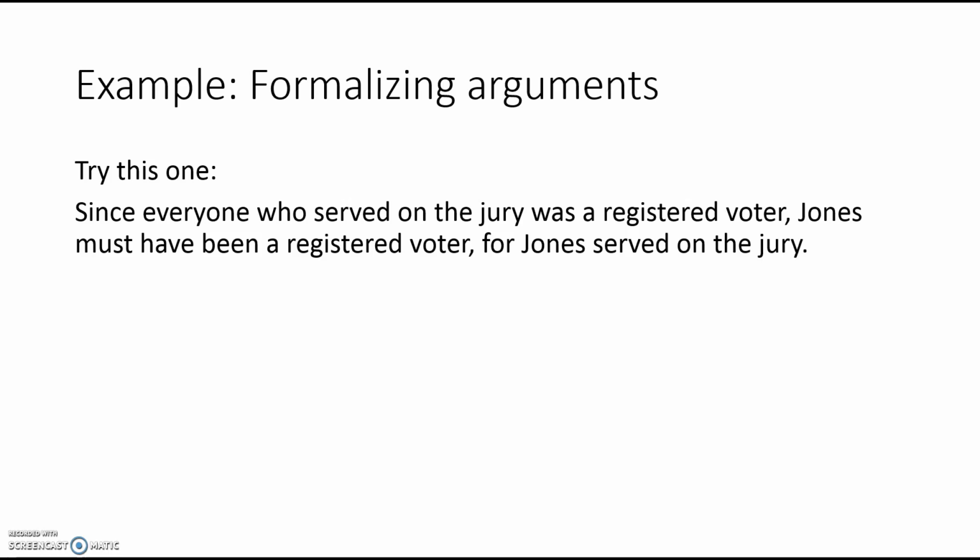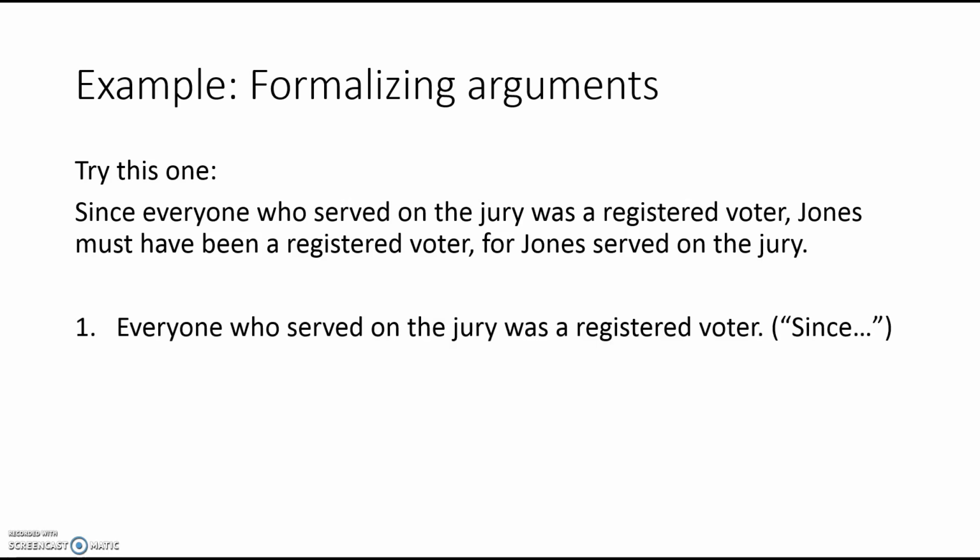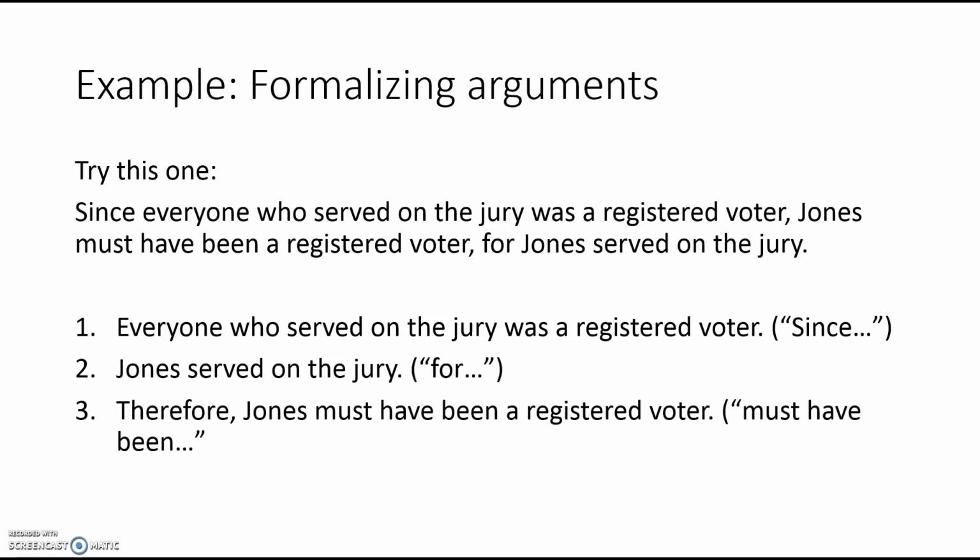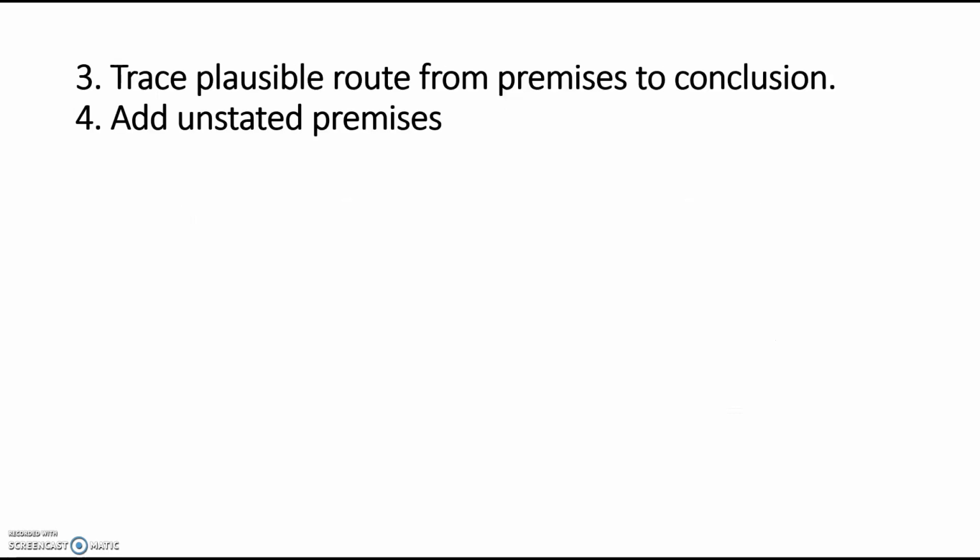So try this one. Since everyone who served on the jury was a registered voter, Jones must have been a registered voter, for Jones served on the jury. What's your first keyword? Since. That signals a premise. Must have been is a keyword which signals conclusion. And for signals another premise. So we've got a premise, we've got a conclusion sandwiched between two premises.